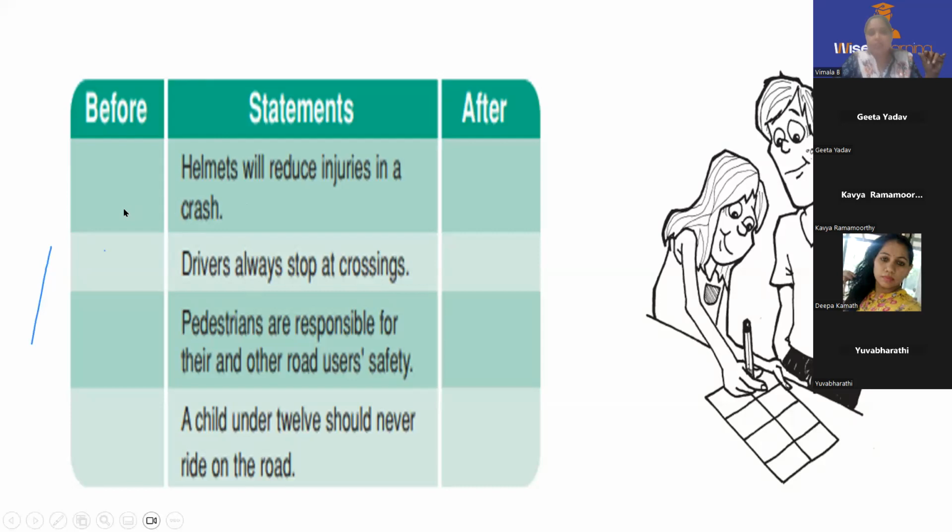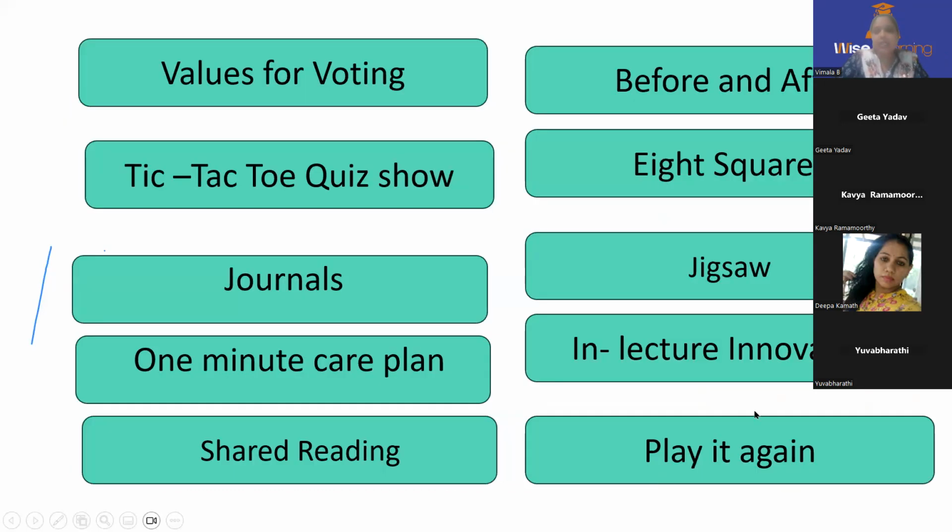The students will write before and after. For example, your helmet will reduce injuries in a crash. So before, what is there, and after, if they don't wear it, what is the precaution, as well as what action should be taken. Next is the 8 square game. I'll show you in 1 minute.